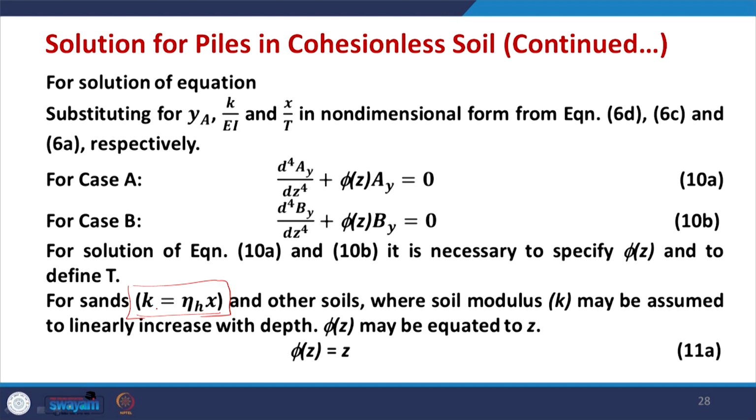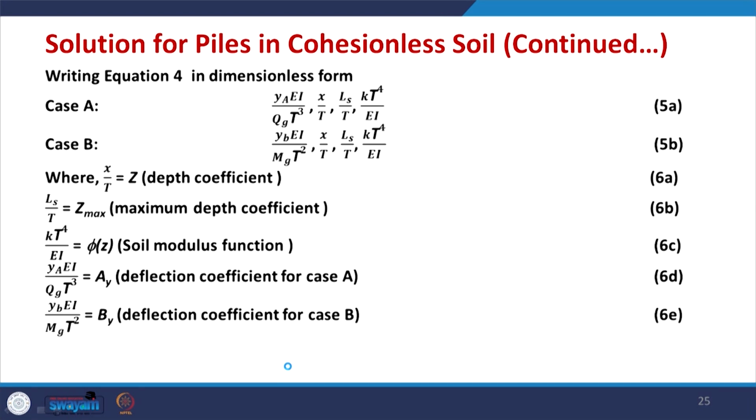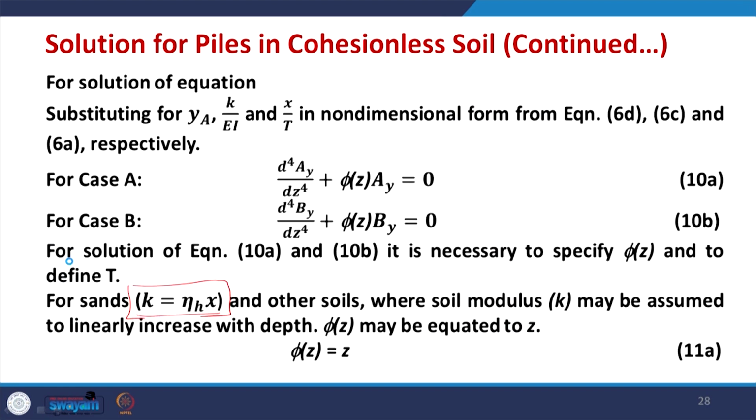Here phi z is what we call the soil modulus function, and in this case it is dimensionless and equal to z, where z is also dimensionless. We need to understand that z is not length, rather z is x by t. So both the left-hand side and the right-hand side are dimensionless. That means the soil modulus function phi z will be proportional to x, because t is constant. As z varies, phi z will vary, so phi z is simply proportional to z, that is, proportional to depth, and naturally it will vary with depth.